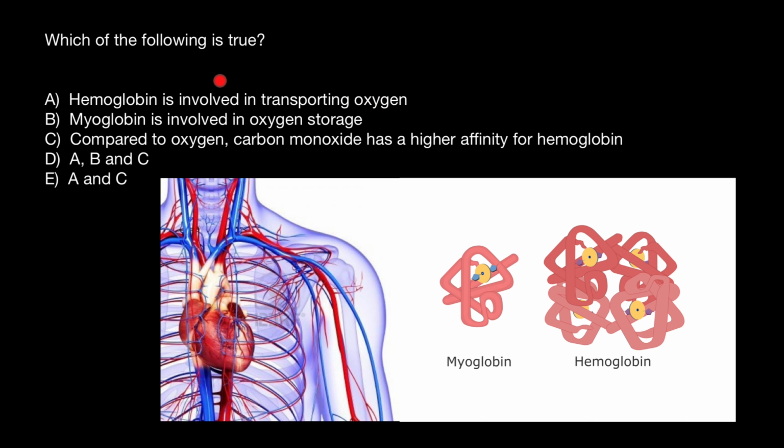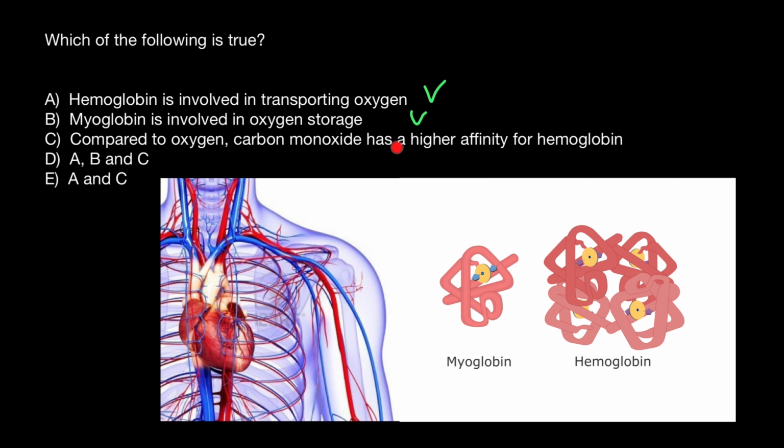A. Hemoglobin is involved in transporting oxygen. This is true. This is a correct statement. And statement B. Myoglobin is involved in oxygen storage. This is also true. Now, variant C.